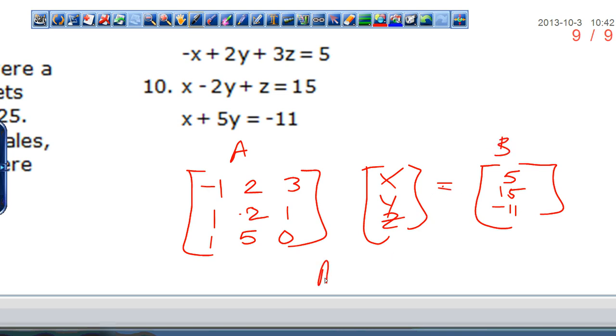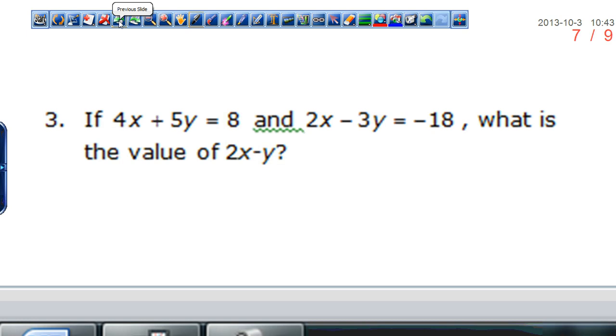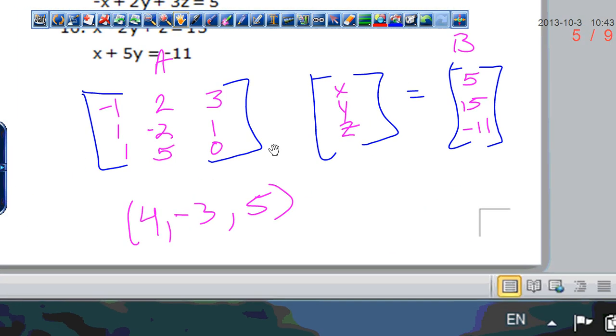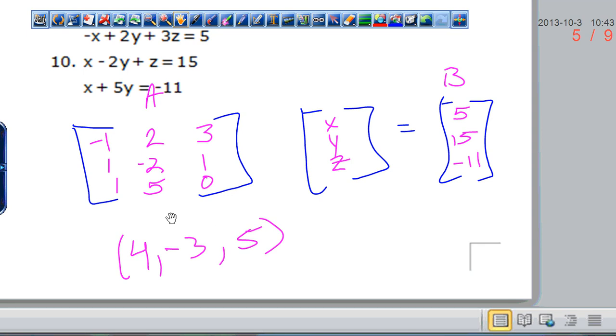So you just put that in the calculator, and you do the same thing. We're still doing the inverse of A times B, and that's going to yield our answer. And then we're going to write it as an ordered triple, if you want to call it that, 3 numbers there. So it's not an ordered pair. We have 3 numbers. And I think I already did this problem. Jump back here. Yeah, so our answer is 4, -3, 5.